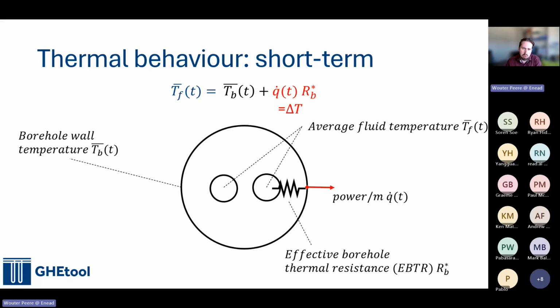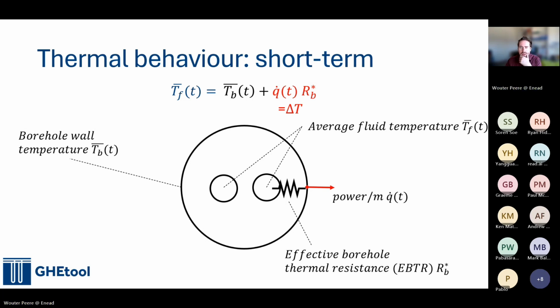Now we have here our borehole wall, we have our two pipes with an average temperature, and then we have here a specific power exchange with the ground. So if we have, let's say, 10 kilowatts of heat injection into the ground, and we have 200 meters of borehole, then we have 50 watts per meter of power that we exchange. And this goes through an effective borehole thermal resistance.